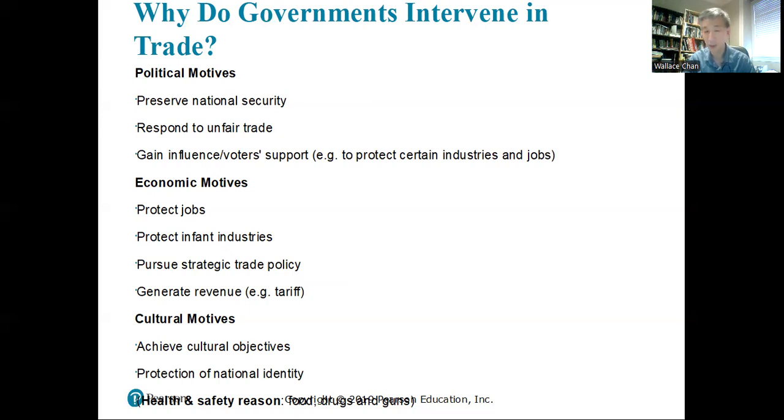The third type of motives is the cultural motives, including the cultural objectives of a country, the protection of national identity. You can think about some countries that are so much threatened by, for example, the Hollywood movies. So in order to preserve the local national identity and culture, they will do something to make it harder for the Hollywood movies to enter the market. So it can also be out of health or safety reasons.